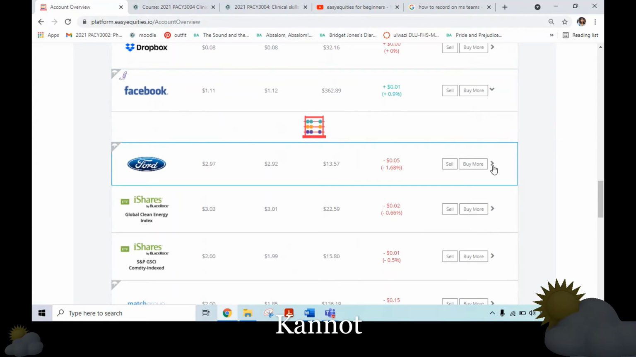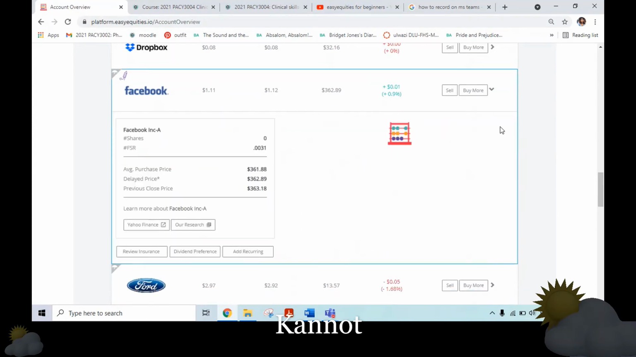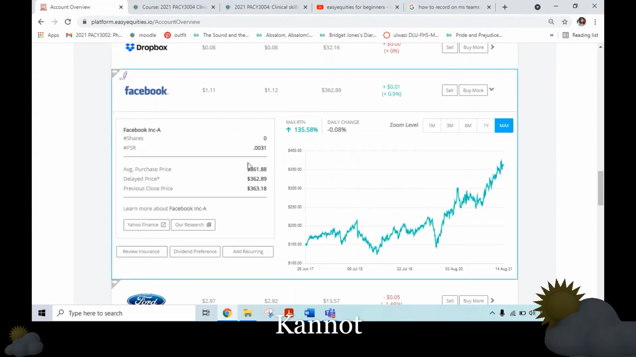Facebook, you can never go wrong with Facebook. Facebook has been doing a lot. They bought WhatsApp, they bought Instagram, so they own the big dogs. It's still worth so much money. Imagine $362. That's over 3,000 rand for one stock.